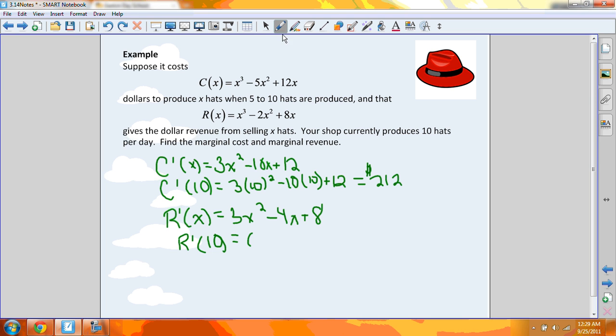So I just plug in 10 into my function. So I get 3 times 10 squared minus 4 times 10 plus 8. So I get 300 minus 40, which is 260 plus 8, so 268.